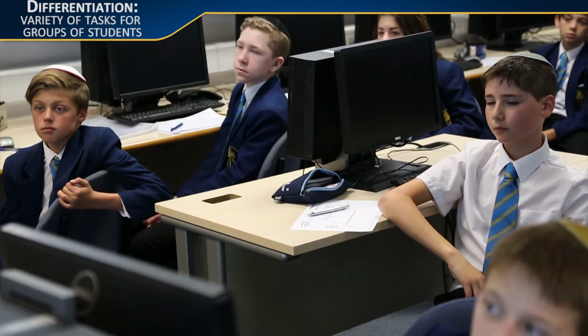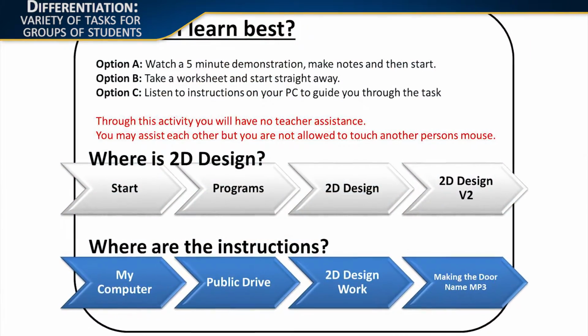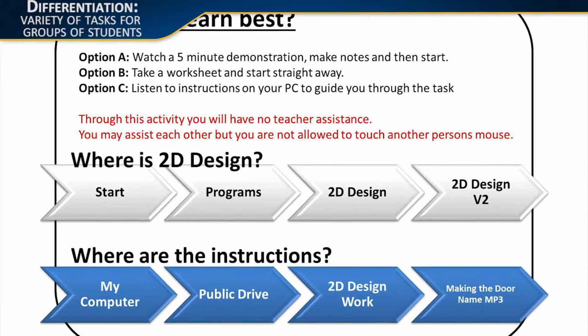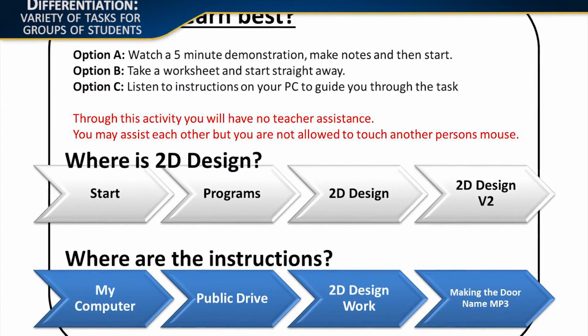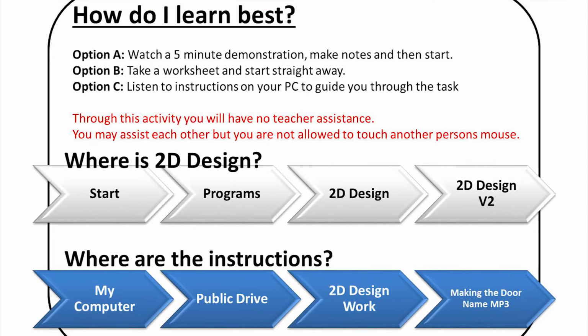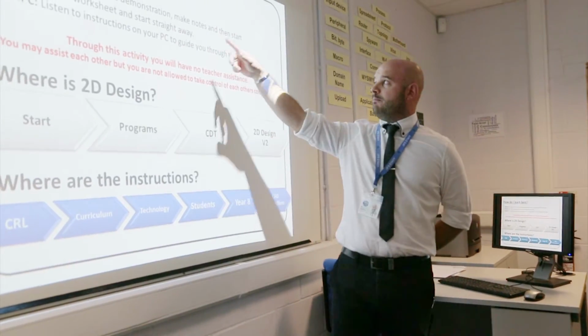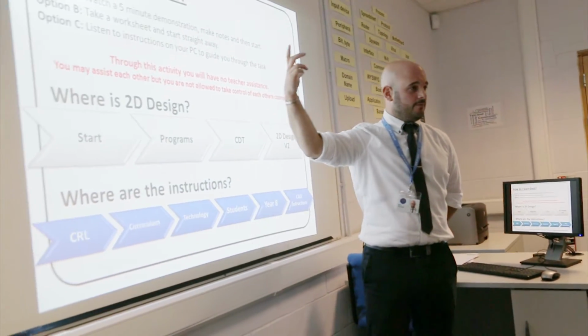I am not going to teach you how to use 2D design, but you will learn how to use it. Now you've got 3 choices in how you do that. Option A, and please think about the question I've put at the top here. How do you learn best? If you like to watch and learn, if you like to see how something is done and then go ahead and do it, then option A is to watch a 5-minute demonstration of me doing it, make notes, and then you can go and start.